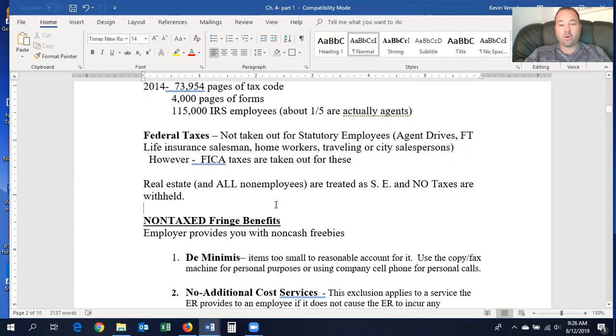Because the FICA part can really hurt you because you have to pay both. And that's what really hurts with real estate. Real estate professionals, even though they may work for RE/MAX, RE/MAX does not take out taxes and doesn't therefore have to pay the taxes.